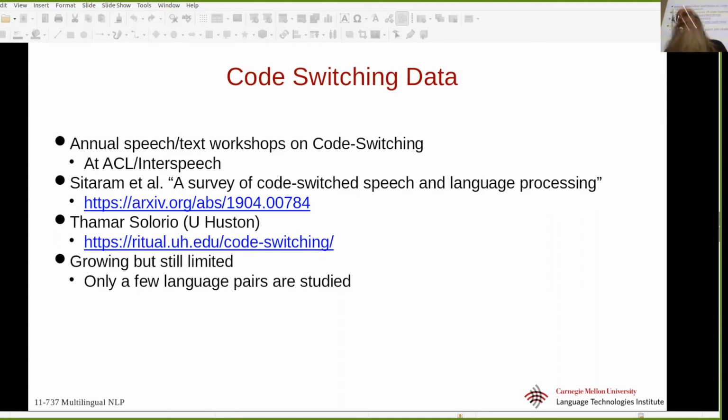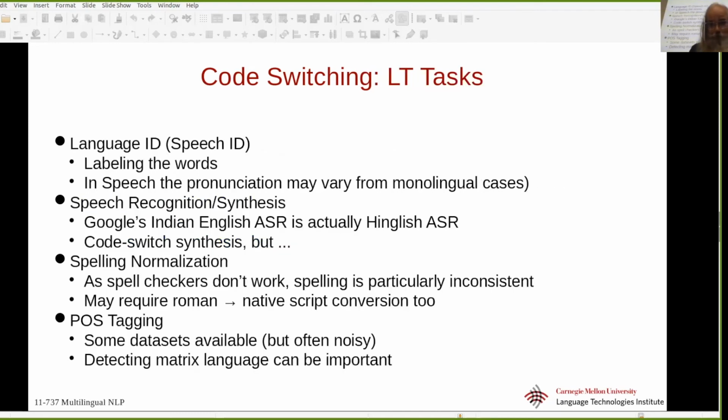Thamar Solorio at University of Houston also has good resources to try to identify that. Well, people are usually concentrating on English, Spanglish, and Chinglish, even though there's a lot more going on the planet than that. What sort of tasks do we do? Language ID is typically one of the first things, either in text or in speech, where we have a string of code switch data. We've got to know which language is going on so we can do something about it.